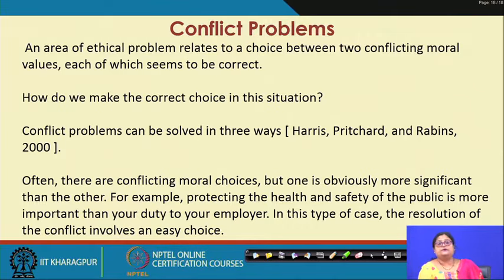Sometimes it may so happen that there are conflict problems. An area of ethical problem relates to a choice between two conflicting moral values, both of which may seem correct. So how do we select in this situation? It can be done in three ways. There could be conflicting moral choices, but one is obviously more significant than the other. Like protecting the health and safety of the public is more important than a duty to the employer. So in this case, the resolution of the conflict is a very easy choice.